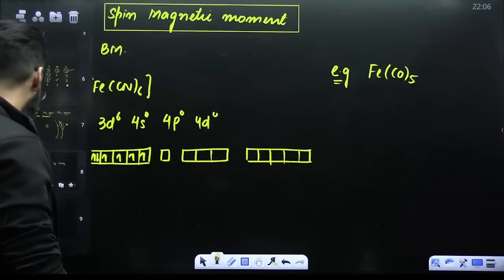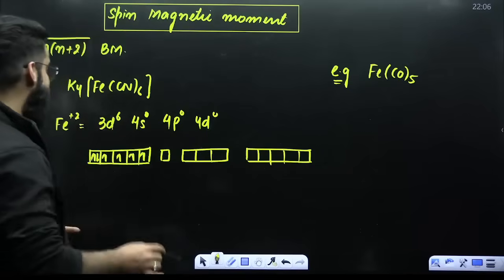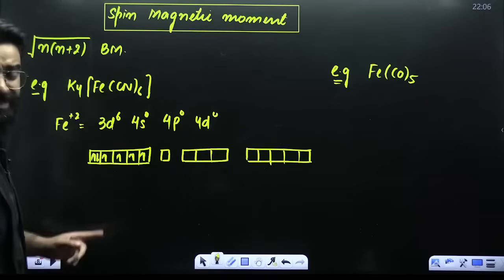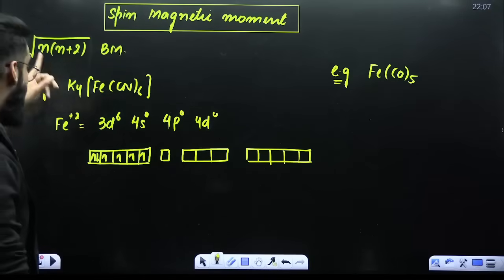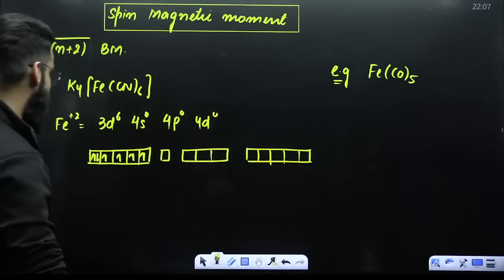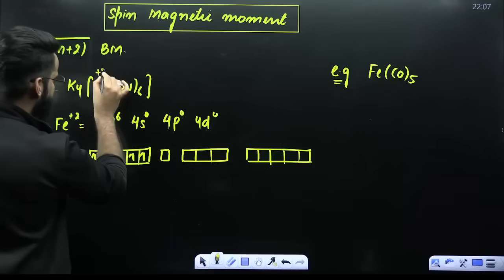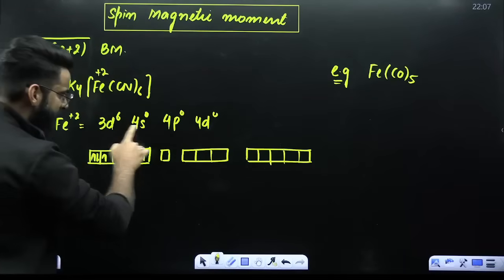This is again a short question. Similarly, how do we calculate spin magnetic moment? My dear students, spin magnetic moment is given by the root of n into n plus 2, where n represents the number of unpaired electrons. For example, you have got K4[Fe(CN)6]. Iron here is in dipositive state. And Fe2+ configuration is this.